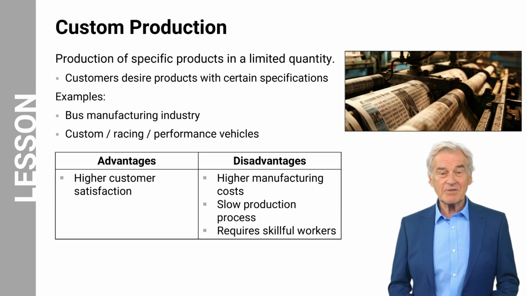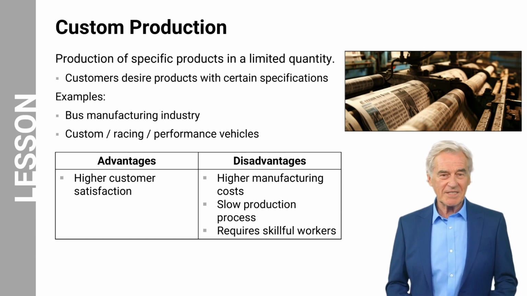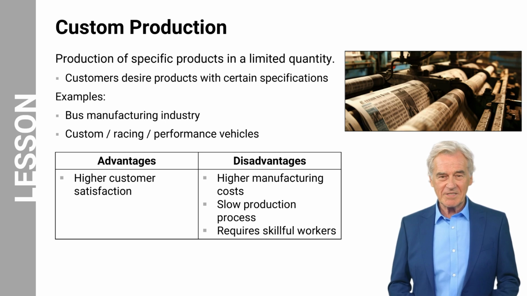Custom production is the third type of production technique. It is one that involves the production of products in a limited quantity. For this type of production, the customers desire products with certain specifications, and the industry customizes the product based on those specifications. An example would be the bus manufacturing industry. The customer provides specifications on the distance between the seats, type of baggage storage, number of seats per row, and type of seats they require in their bus.